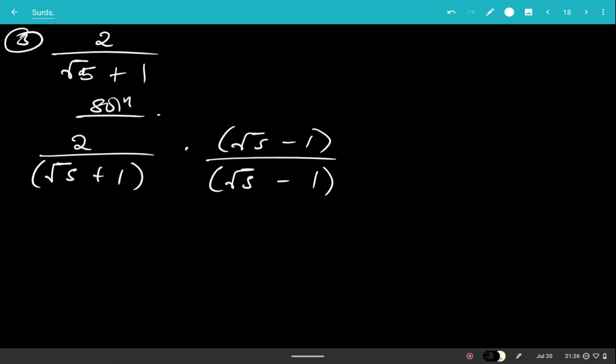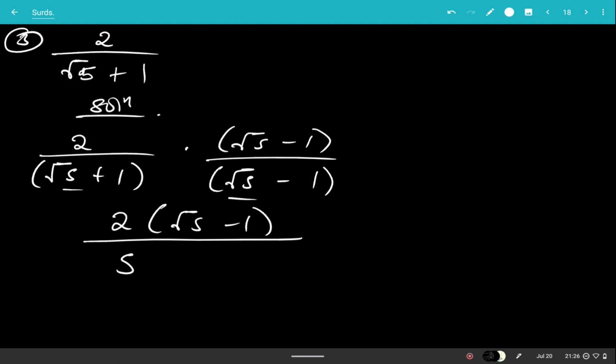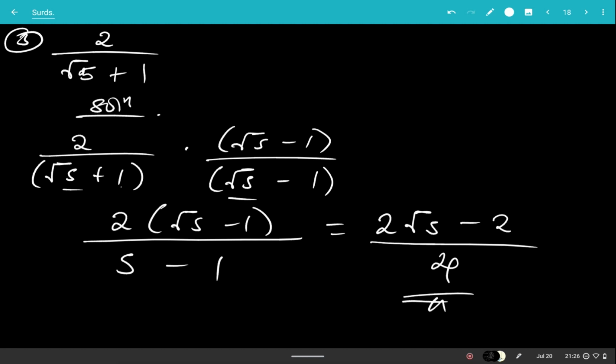Then for the top, we're just going to say 2 multiplied by root 5 minus 1. But for the bottom, remember the first to the first and the last to the last. Root 5 times root 5 is 5. Then plus 1 times minus 1 gives you a minus 1. Then 2 times root 5, that is 2 root 5. 2 times minus 1, that's minus 2. Over 5 minus 1. Then we have 5 minus 1, that is what? 4.